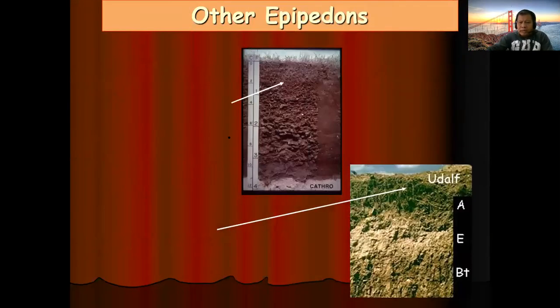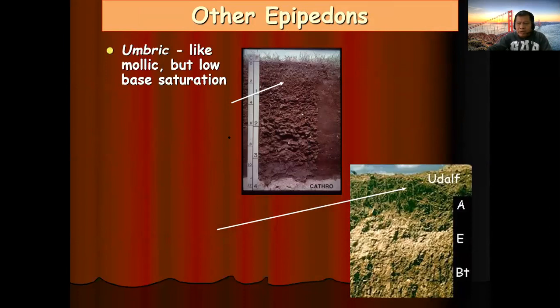So another diagnostic surface horizon is the umbric. Okay. So umbric, it is like mollic, but low base saturation. So in terms of dark, thickness, and softness, the same with the mollic, but what varies is the chemical composition, because compared to mollic, it has now a low base saturation. If the mollic has more than 50% base saturation, then umbric is definitely not more than 50% base saturation. Okay, ganun. So take note.